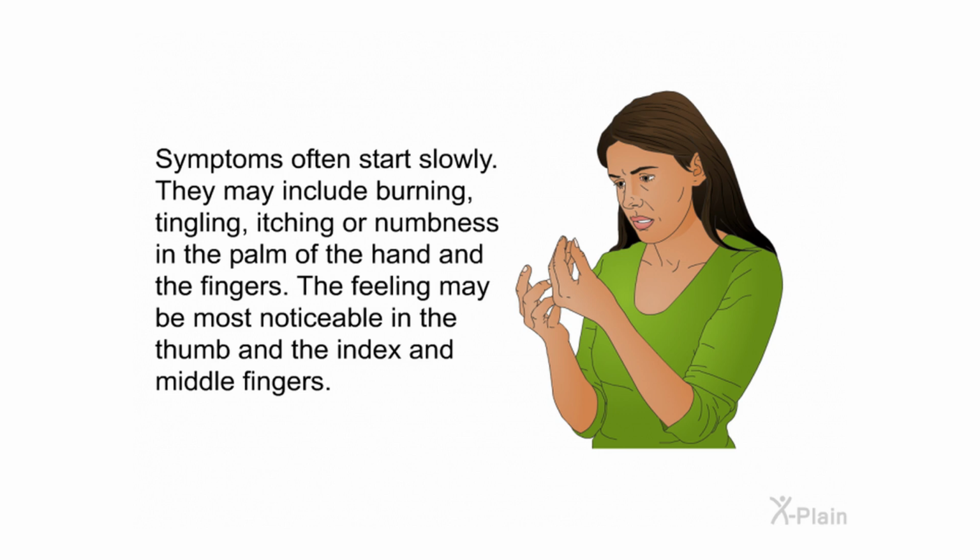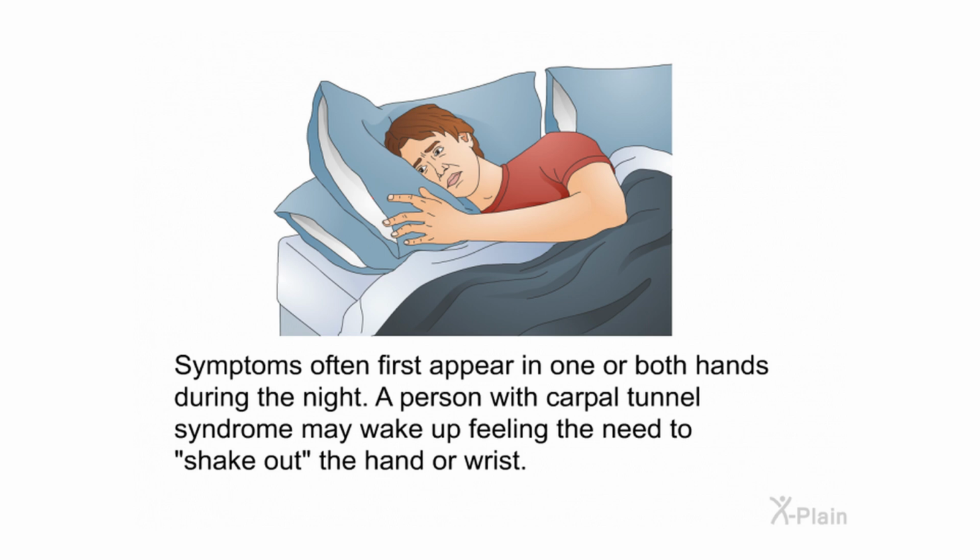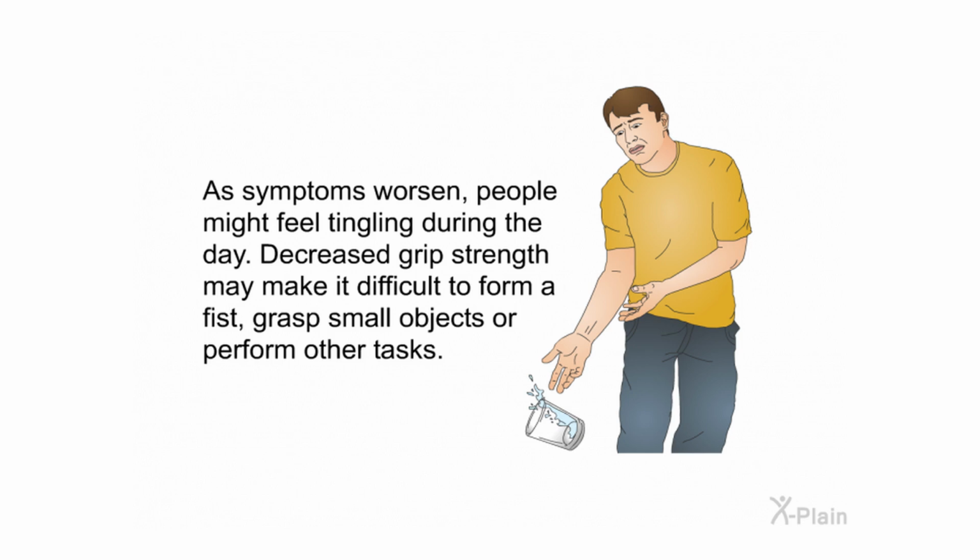Symptoms often start slowly. They may include burning, tingling, itching, or numbness in the palm of the hand and the fingers. The feeling may be most noticeable in the thumb and the index and middle fingers. Symptoms often first appear in one or both hands during the night. A person with carpal tunnel syndrome may wake up feeling the need to shake out the hand or wrist. As symptoms worsen, people might feel tingling during the day. Decreased grip strength may make it difficult to form a fist, grasp small objects, or perform other tasks.